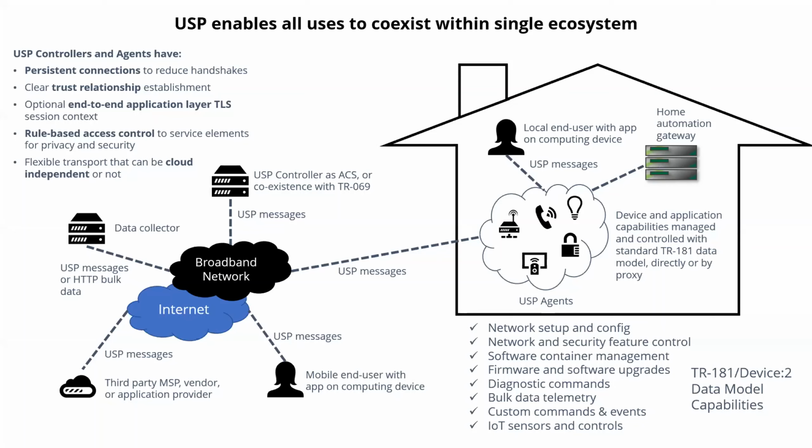The bulk data collection mechanism that we had in TR69, we preserved that, we improved on it. So you can have the thing that's getting all your telemetry different from the thing that's managing your firmware, different from the thing that's giving the end user an interface to their connected home. And then of course that all works with the TR181 device two data model and all the things that it supports that you see down on the right hand side.